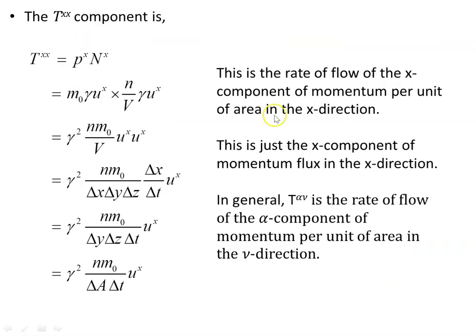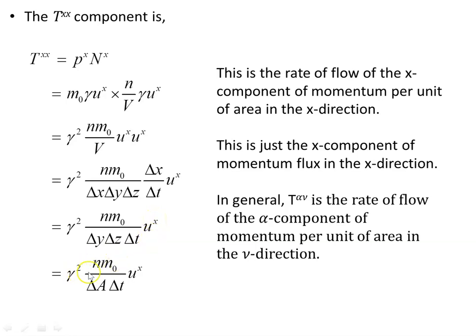Next bit. The XX component, Txx, is Pxnx, m0 gamma ux times n on v gamma ux, gamma squared nm0 on v ux. Well, that's interesting. So we've got gamma squared nm0, delta x, delta y, delta z, and we'll write that first ux as delta x on delta t. Cancel the delta x's, and we're left with gamma squared nm0, delta y, delta z, which looks like an area, times delta t in the x direction.